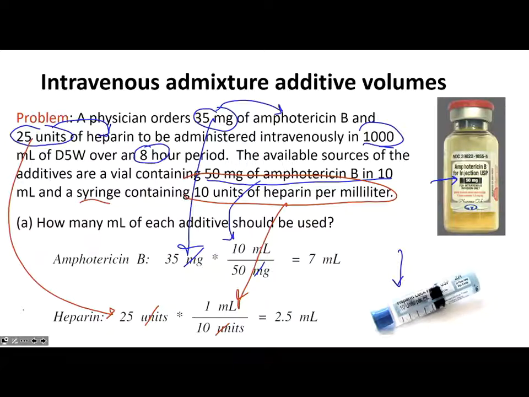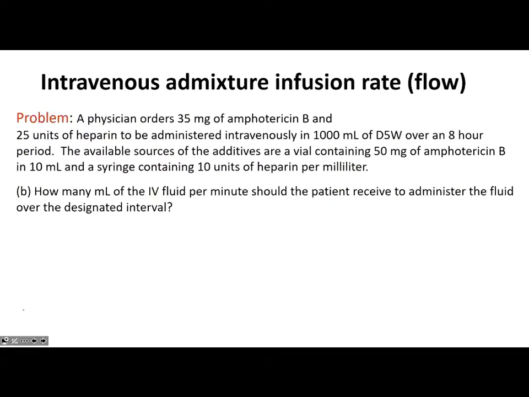So I need 7 mils of my amphotericin B and 2.5 mils of my heparin to give me the dose of the drugs that I want. Okay? I'm going to combine those, though, right? I'm going to mix those together in a what? In a 1,000 milliliter bag and give it all at one time. So the next question says, how many milliliters of the IV fluid per minute should the patient receive, basically to get it over the 8 hours that they requested in the question?